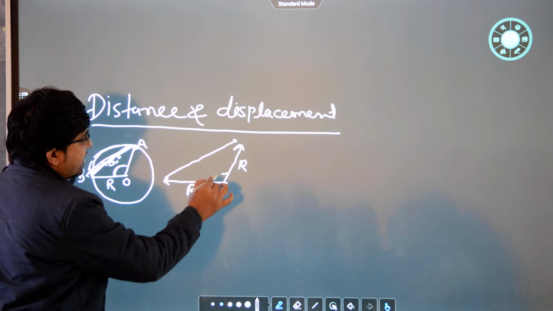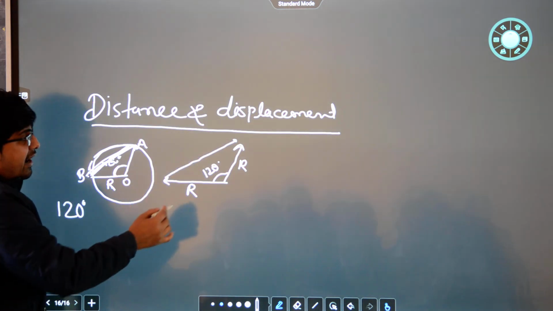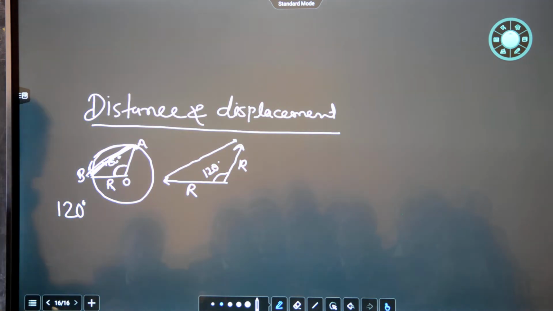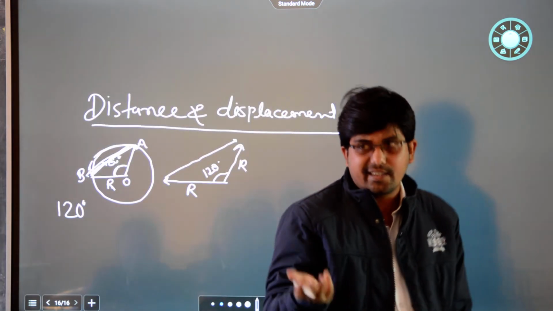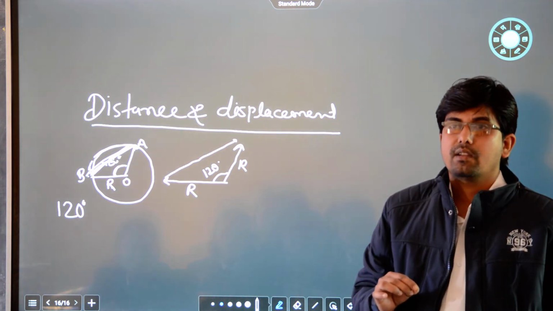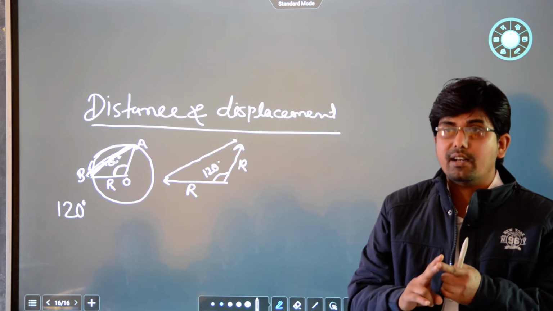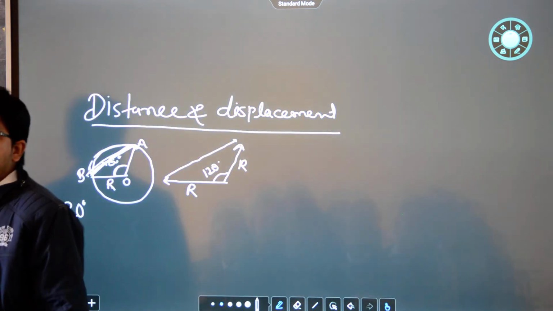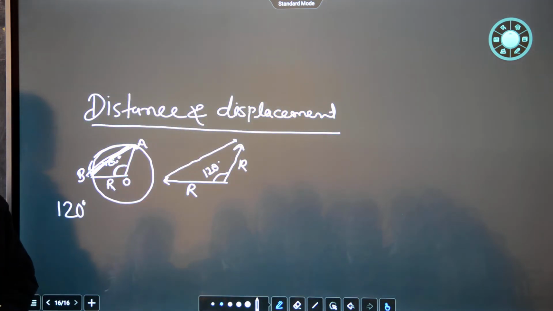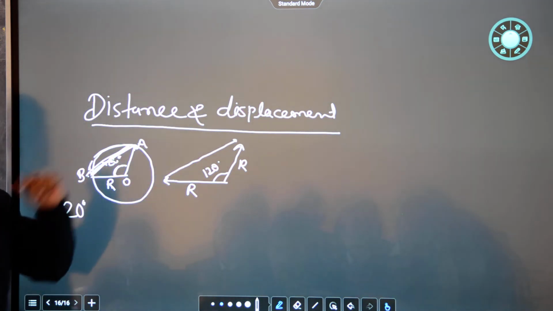So first, here the angle is 120 degrees. When we join these two lines, what happens, addition or subtraction? What is the vector addition rule? When we add two vector quantities, is it tail to head or head to tail? So first we arrange head to tail. When we arrange head to tail, then it comes in subtraction form.